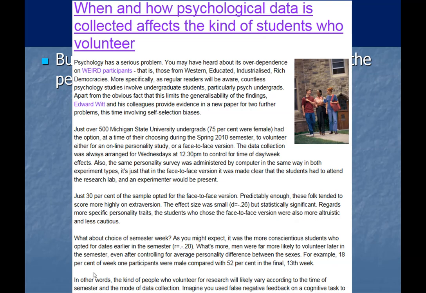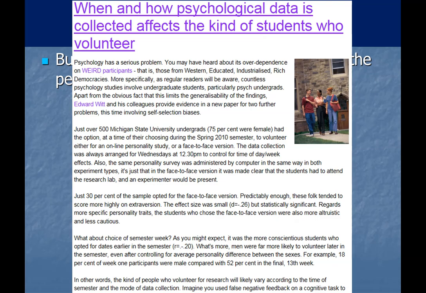And there's a bunch of other examples, like choice of when they do the study, early in the semester or late. The more conscientious students are the ones who did early dates earlier in the semester. Men were more likely to volunteer later in the semester than women, even when you control for average personality. And so they found basically, depending on when we do the study, early or late in the semester, and how we do the study, in person or online, those things lead to us getting a sample of participants that may not always be representative of everyone, that may be unrepresentative in specific ways.